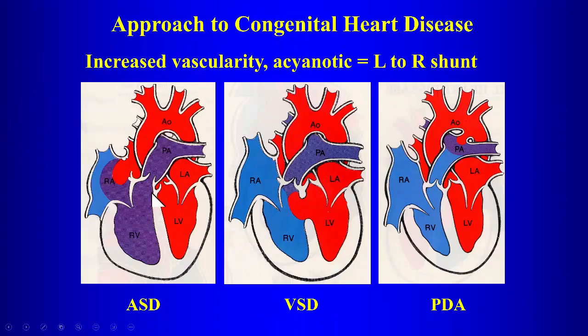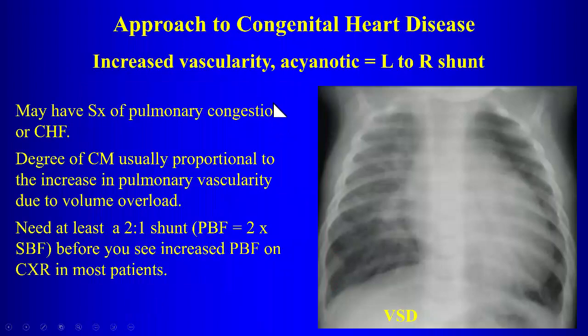That gives you increased pulmonary vascularity and no cyanosis. So atrial septal defect, ventricular septal defect, patent ductus arteriosus. All of these give you increased pulmonary vascularity. These are the most common left to right shunts that you'll come across.